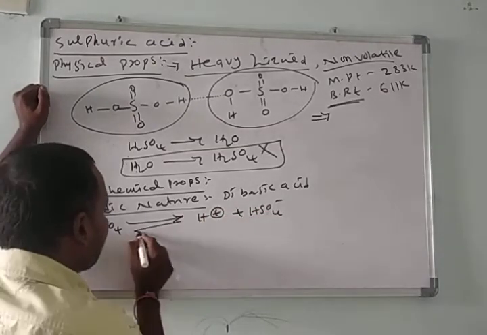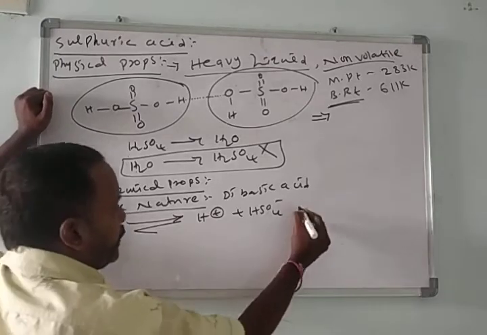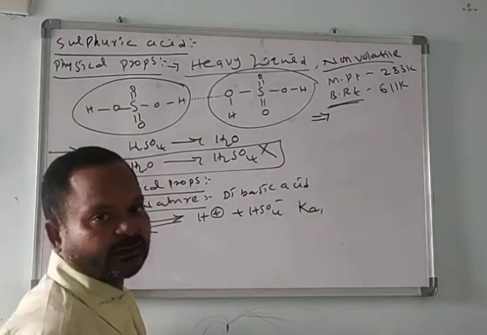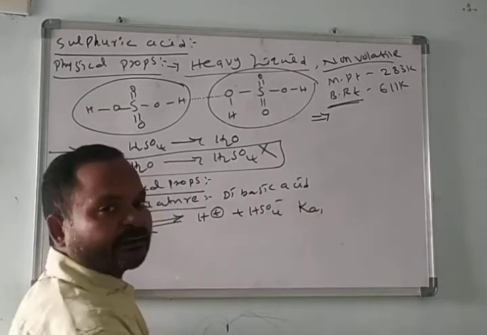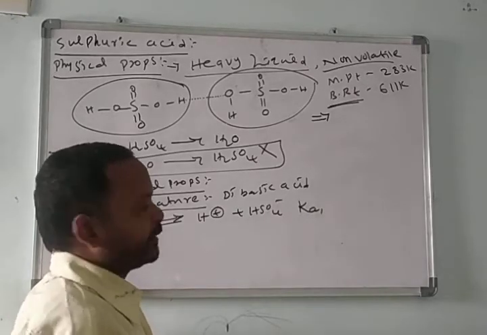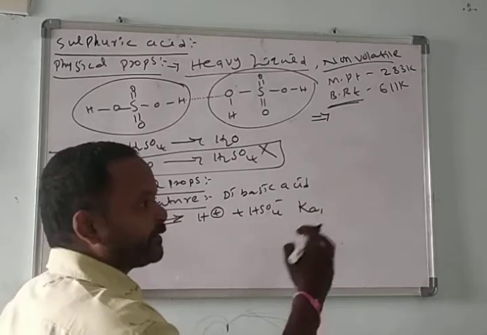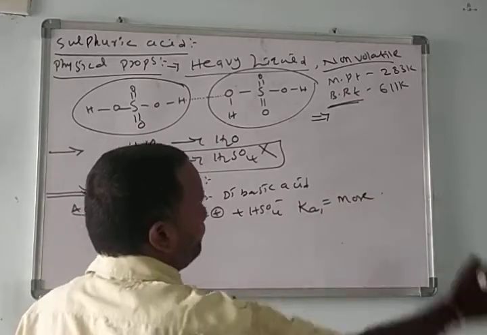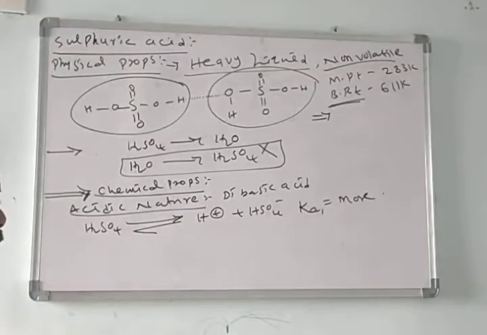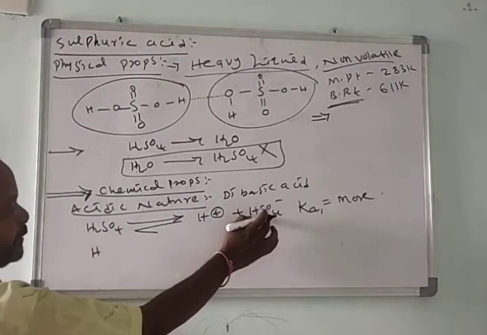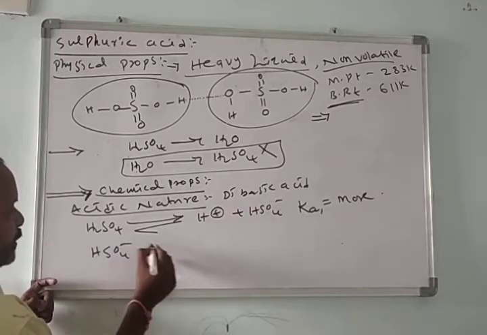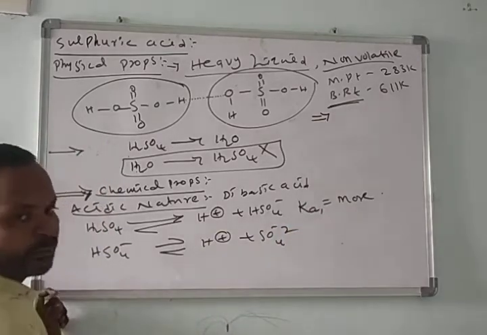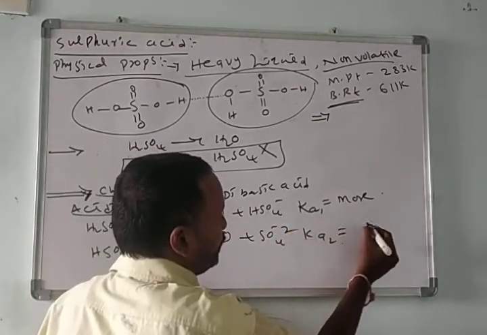This is an equilibrium reaction, the acid dissociation. One more dissociation is there. That's why I write Ka, where K means constant, A means acid dissociation, and 1 means first acid dissociation constant. Here, the second step: the bisulfate ion, HSO4 minus, also dissociates and forms H plus ion and SO4 minus 2. This is Ka2, and it is less.